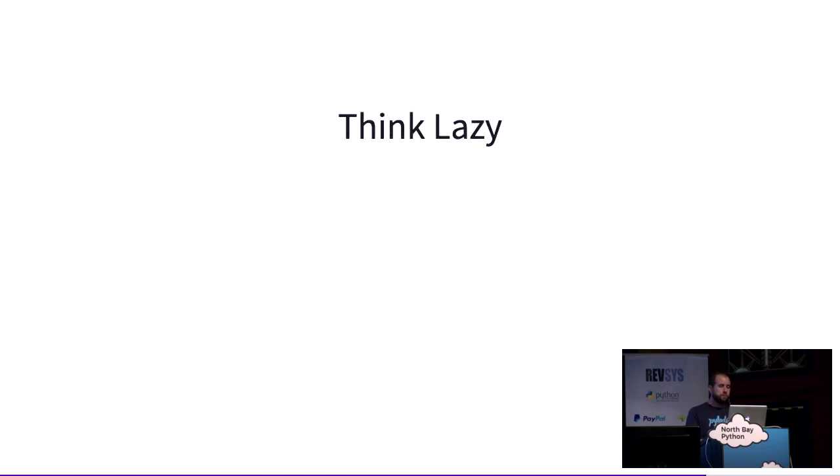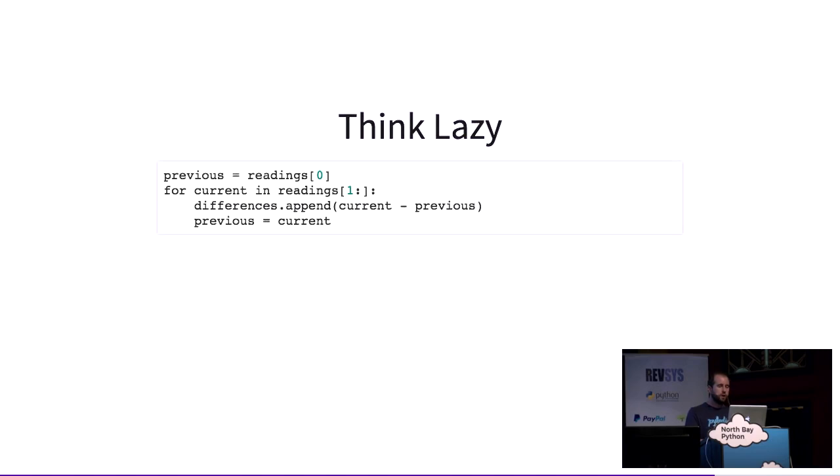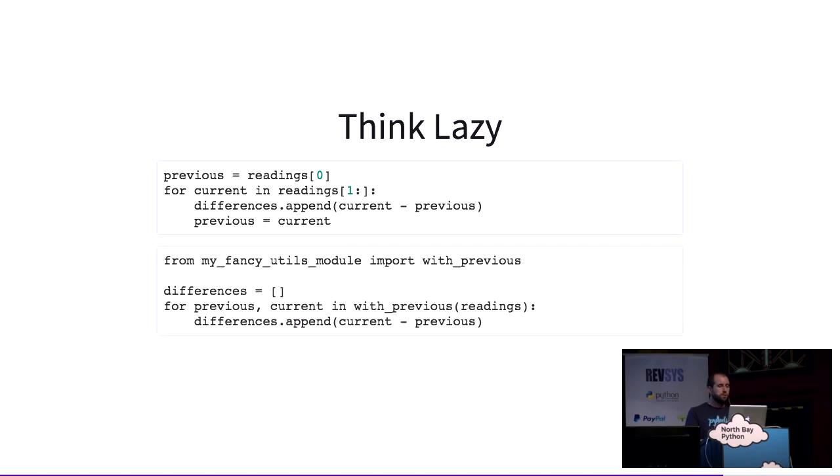One more example here. This code makes a list of differences between consecutive values in a sequence. Notice that there's an extra variable in this code that's hanging around outside of our function and inside of our function. We have to assign to that previous variable every time we loop. This code does the same thing using a made-up generator function that you'll just have to trust me exists. Someone wrote it, it's in some library, and you can import it and use it.